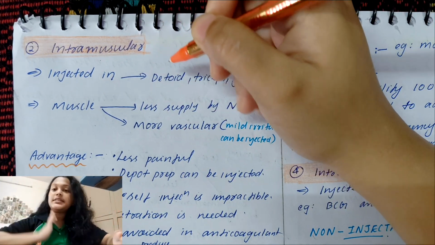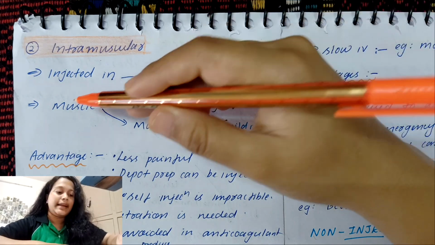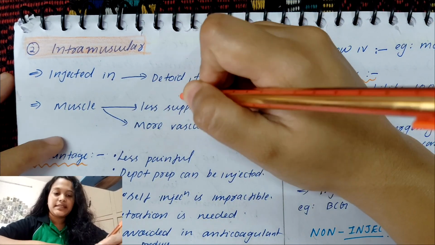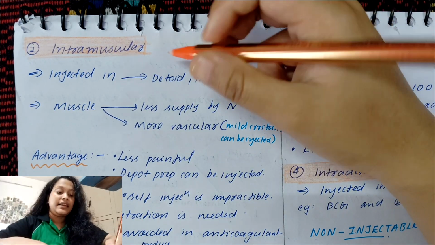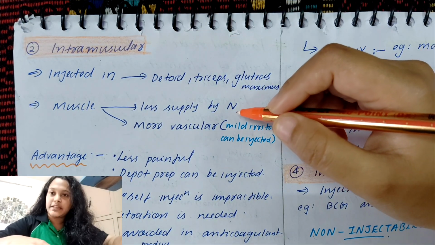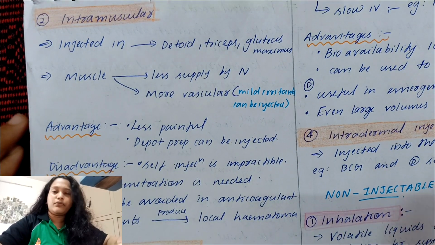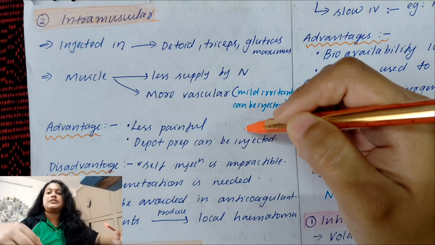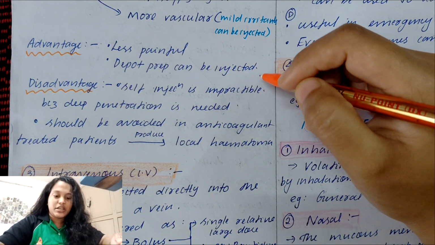The second parenteral route is the intramuscular route. It is injected mostly in the deltoid, triceps, gluteus maximus, etc. When we are injecting into the muscles, there is less supply by the nerves compared to the subcutaneous, but it is more vascular. Therefore, mild irritants can be given through this pathway. The advantage is that it is less painful, and depot preparations also can be injected.